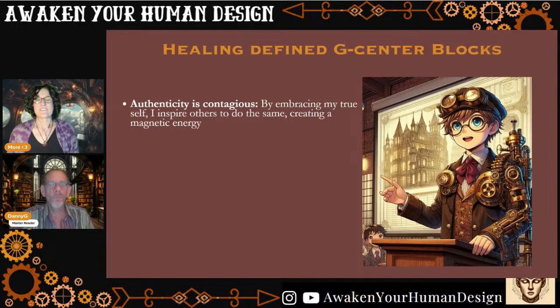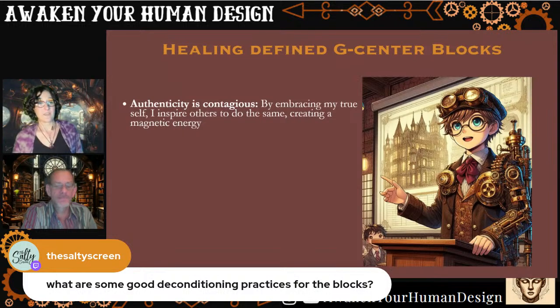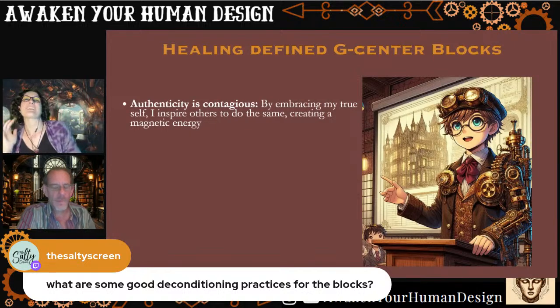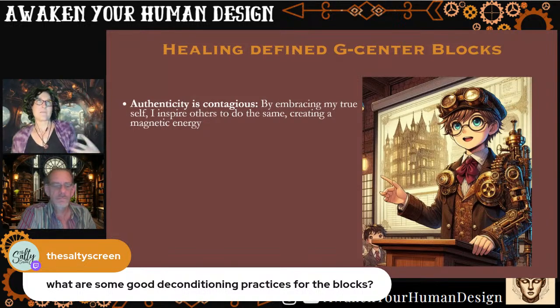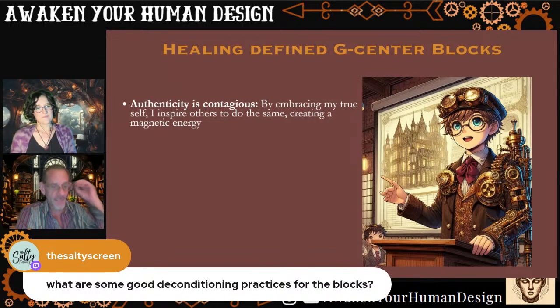So, healing defined G center blocks. Authenticity is contagious. By embracing my true self, I inspire others to do the same, creating a magnetic energy. That's definitely true. In my pre-Human Design days, when I did not embrace or understand myself and was just a big mess, it inspires the opposite: you become repellent. I definitely was repellent in some of my days. So the more we can heal ourselves and be who we are, the more it magnetizes others to us and inspires other people to do the same. It provides direction for the rest of humanity; the G center is directing humanity towards love and beauty. That's a fact.